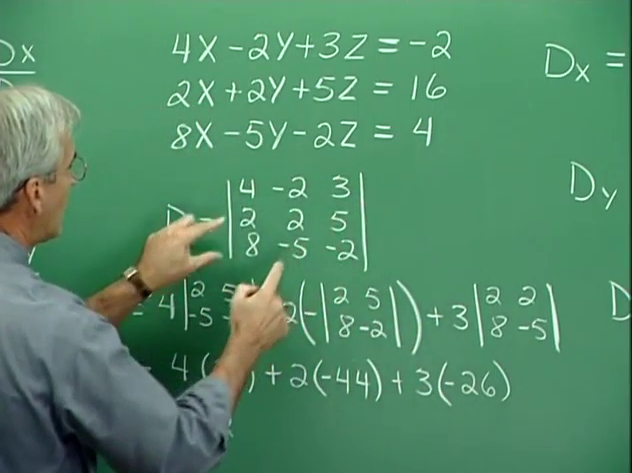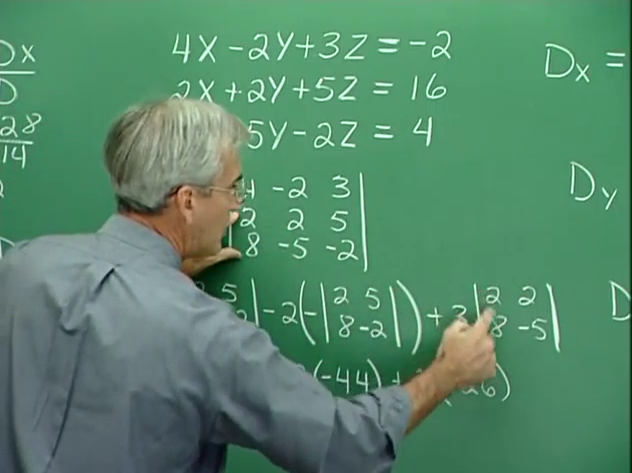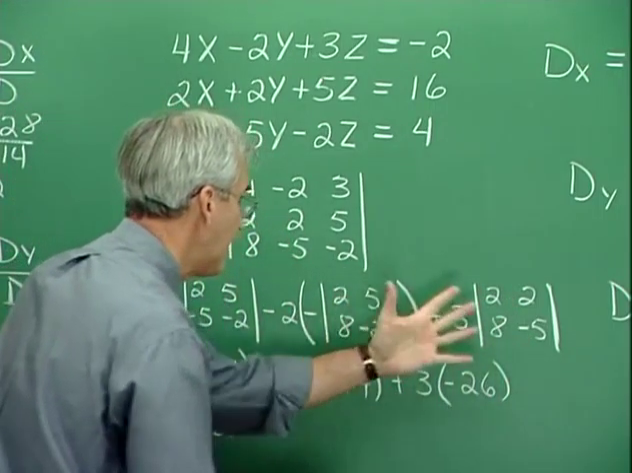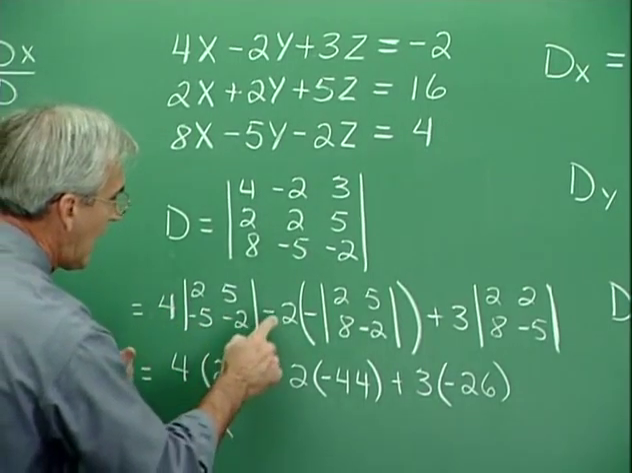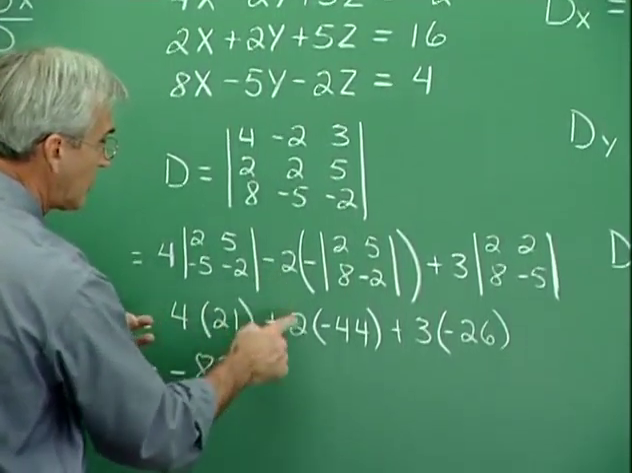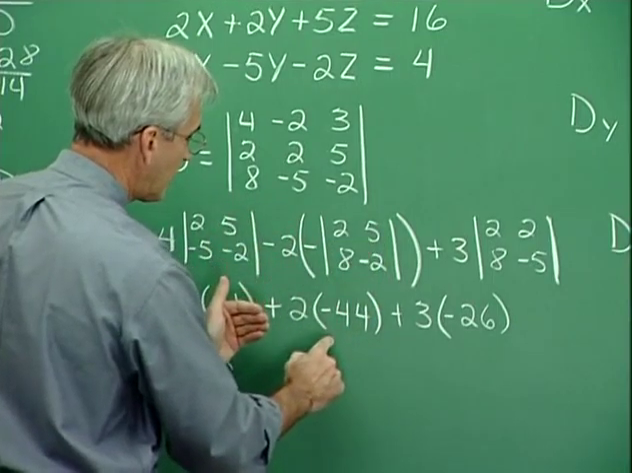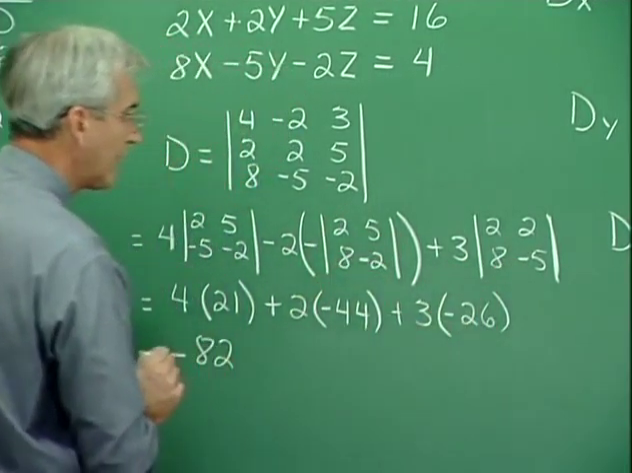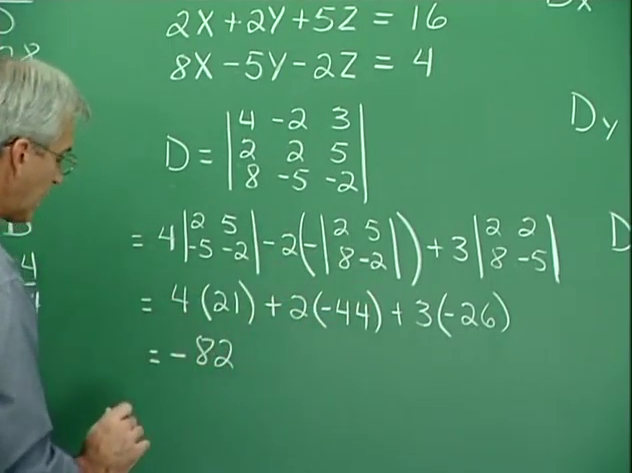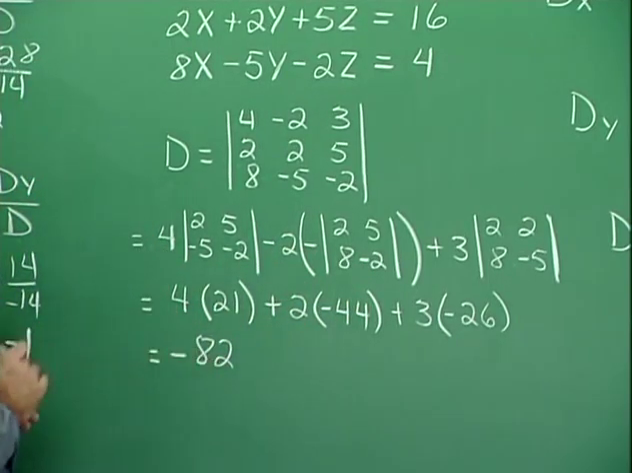Take out row and column, and we have 2, 8, 2, negative 5. Then making the calculation, it's 4 times, this becomes 21, and the minus minus becomes plus. 2 times, this determinant is negative 44. 3 times, this determinant is negative 26. When the smoke clears here, we find D to be negative 82.